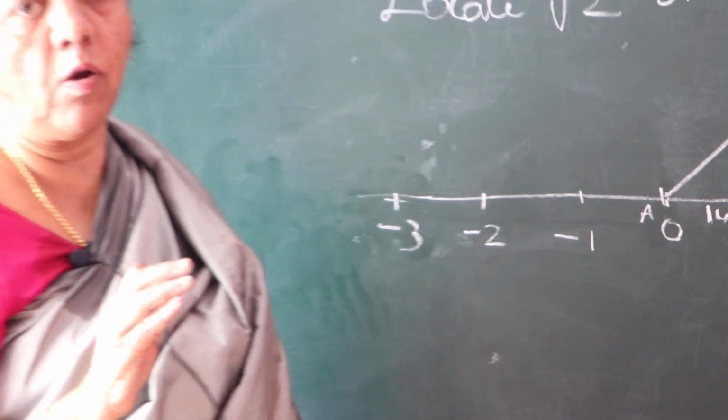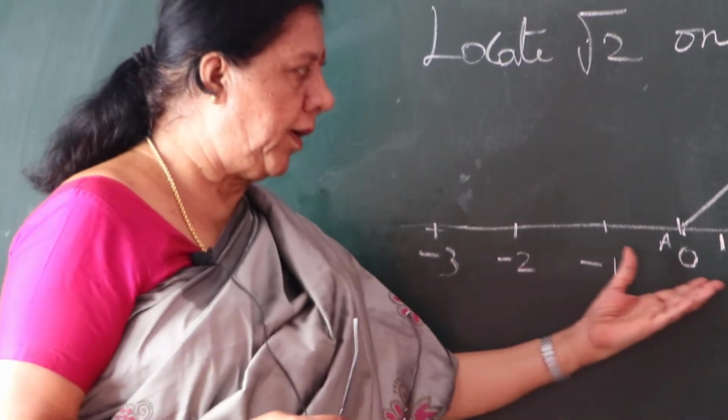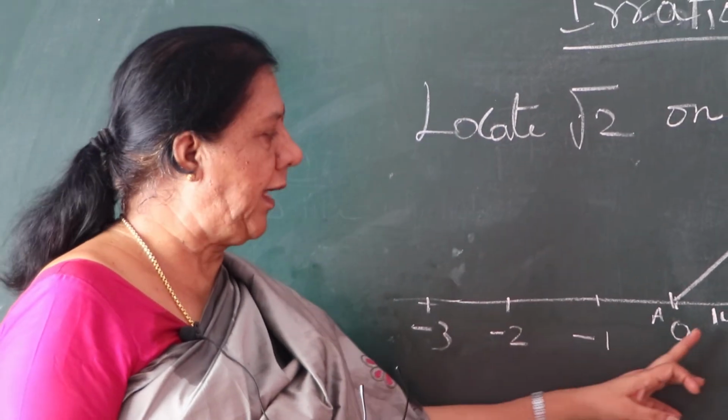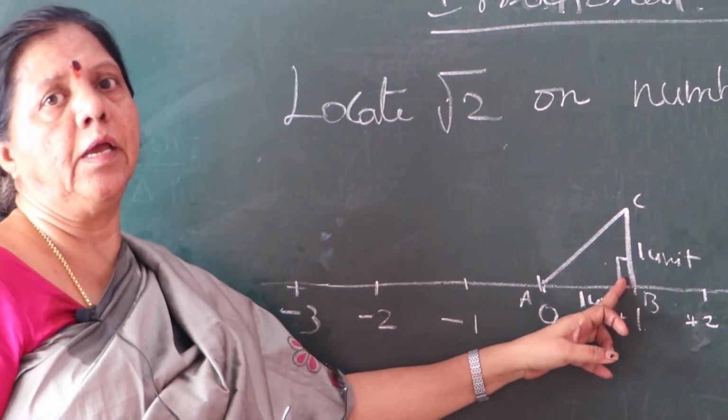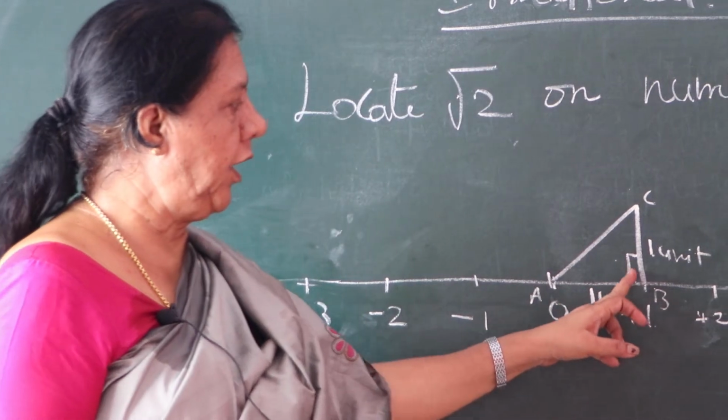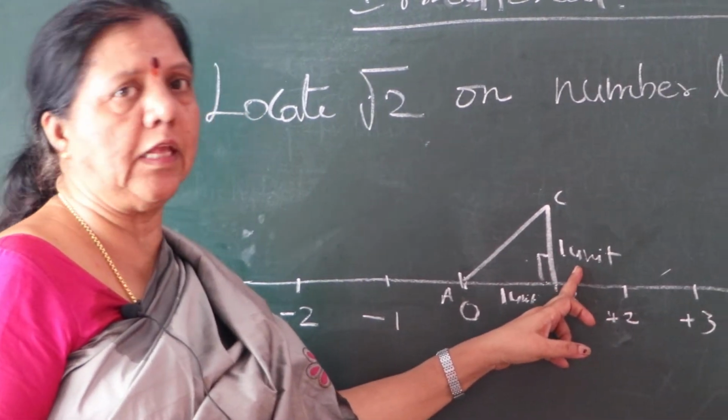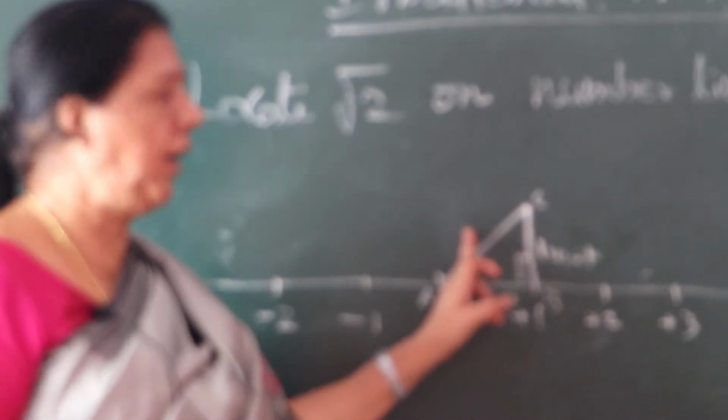So what did you do now? First, you draw a number line. So take it as 1 unit, and draw a perpendicular line, take a protractor, 90 degree, you make a marker, that distance is 1 unit. We have to find out this one.